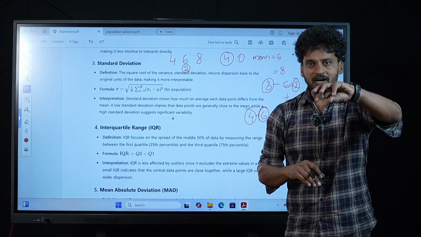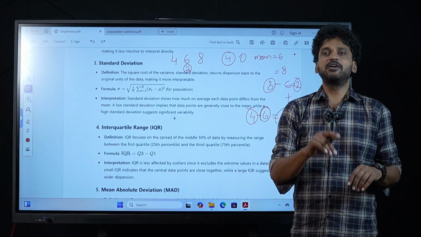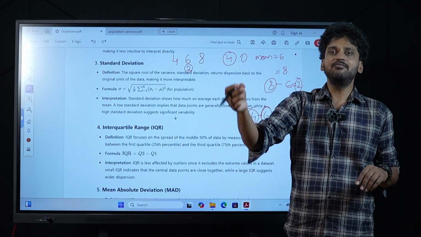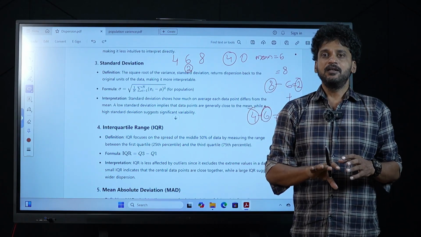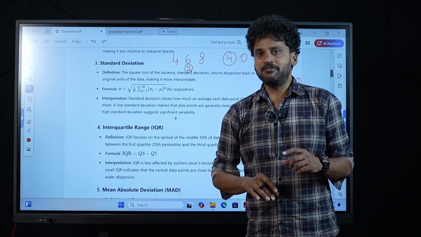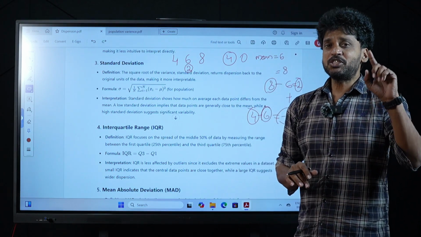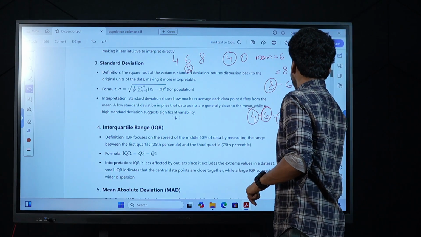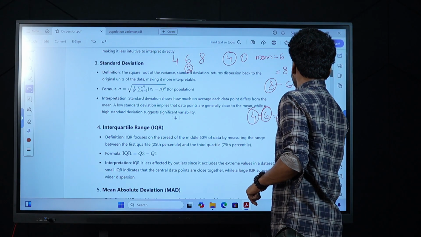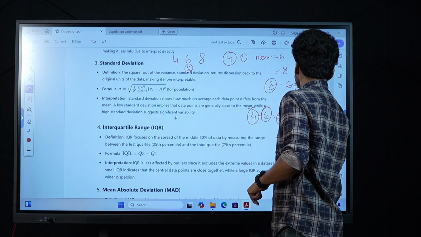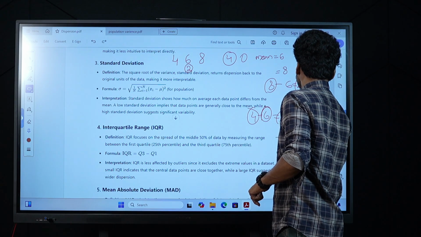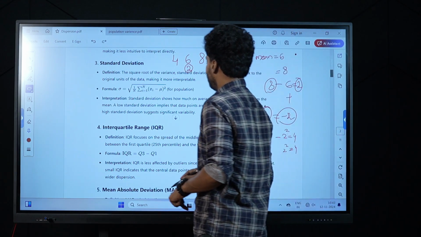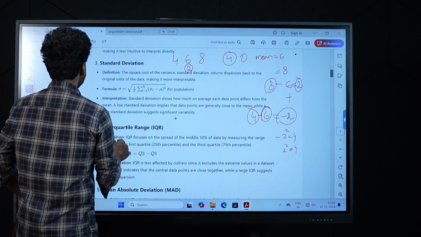So in order to avoid these negative signs, we are going to square them. When we square them, we will be able to get rid of the negative sign. But squaring them will give you one more problem. Here, what are we going to square? Minus 2 squared is equal to 4. Plus 2 squared also is equal to 4. I hope you got the point. Let me explain it clearly.